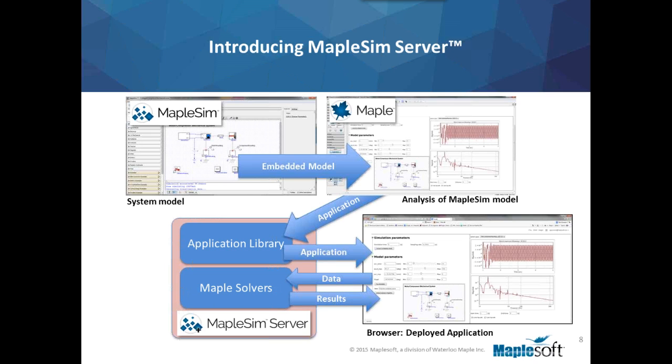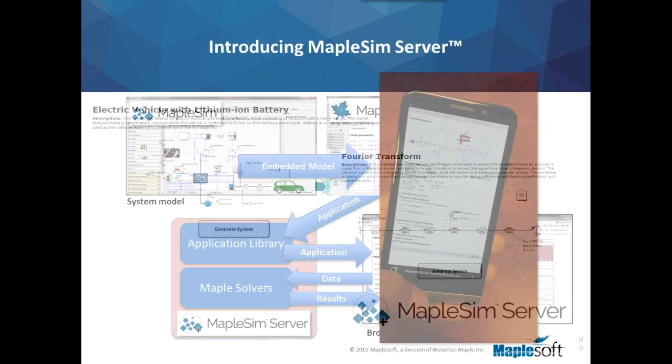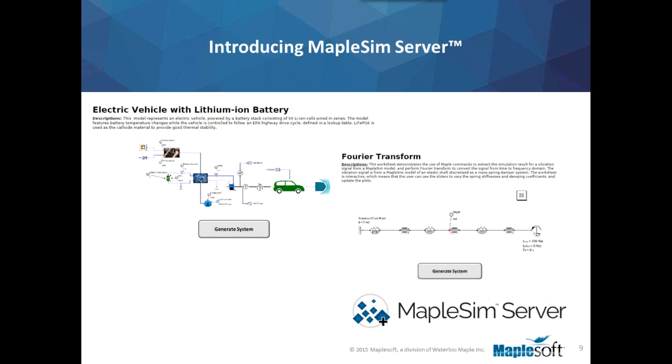Now, the cool thing about this is that it's using HTML5. What does that mean? It means it can work on all kinds of devices. So here's a BlackBerry where you can see that worksheet up and running. You can also use, we've tried it with iPads. Anything that supports HTML5, it'll work in that browser. So mobile devices can also access these things and interact with these MapleSim models. I'll show you a highway driving example.